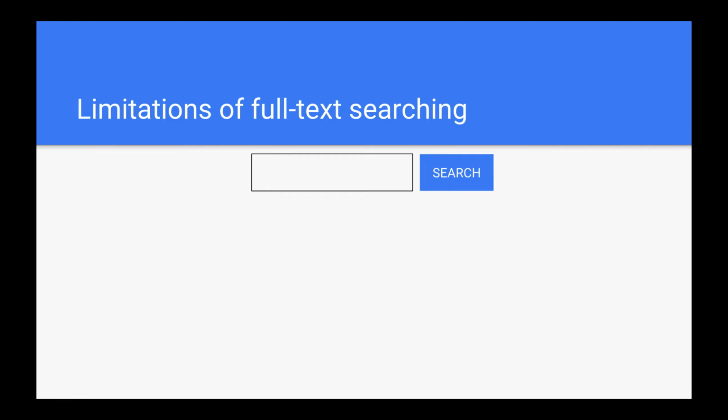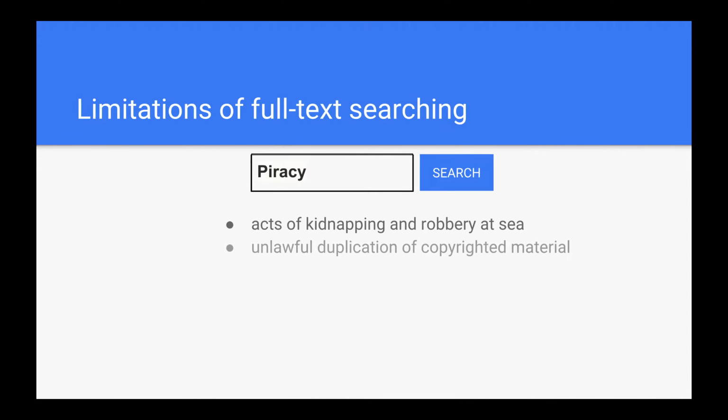Or what about when the term being searched has more than one meaning or context? A perfect example being when you search a general database for piracy. The maritime researcher is looking for information about acts of kidnapping and robbery at sea, but more than likely is going to have to wade through a high percentage of documents having to do with copyright violation. To overcome these limitations, we can use metadata.